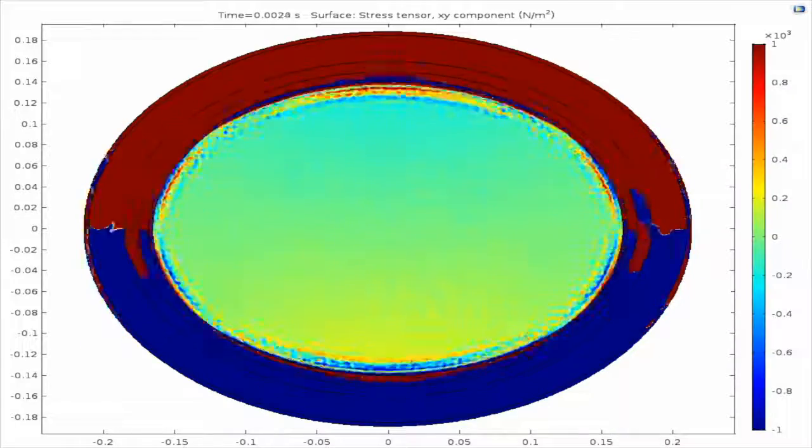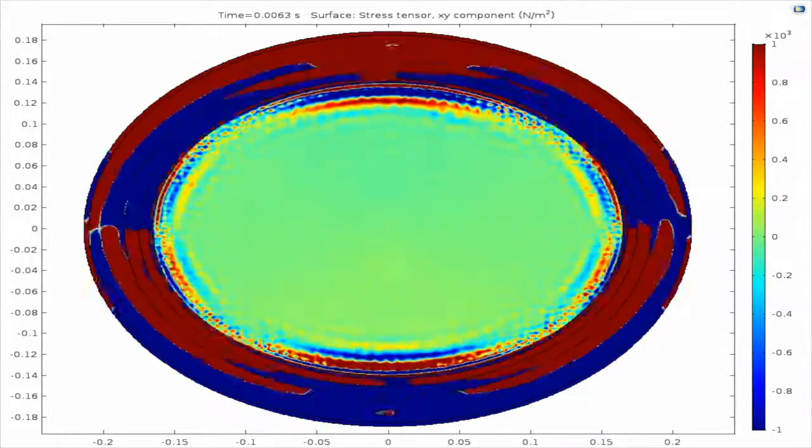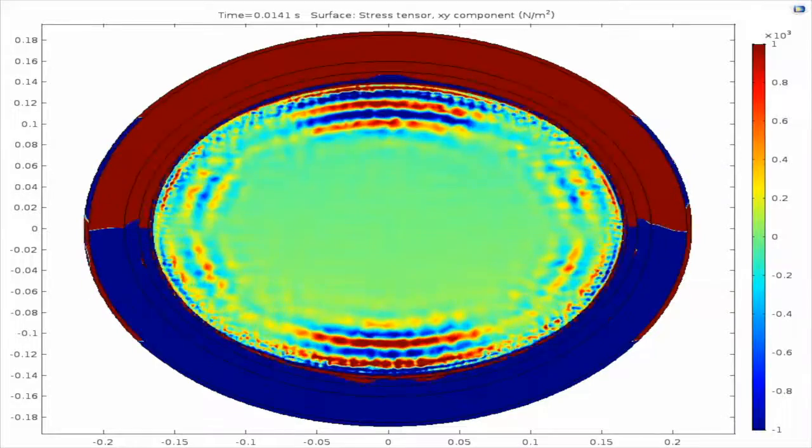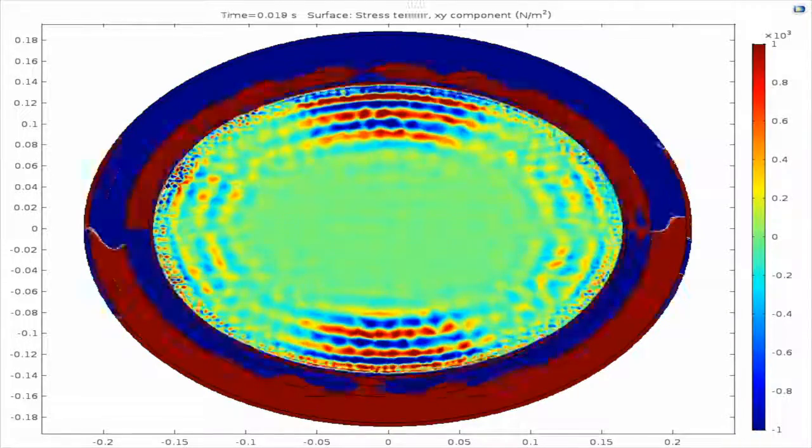Here we see the propagation of shear stresses in the brain, which is not a major concern in the case of concussive injuries. However, the shear stress can cause shearing of axons from neurons.